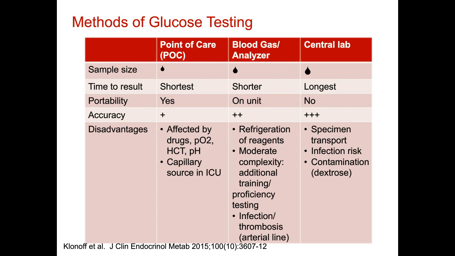And then finally, the central laboratory requires the largest sample size and the longest resulting time because of that need to transport the samples. And it is not portable. It is, however, by far the most accurate method of testing glucose. There is some risk of infection depending on how that glucose level is being obtained, and there is some risk because it could be subject to contamination, for example, if it's drawn from a line from which dextrose is running. There can be other issues because it's not as standardized.